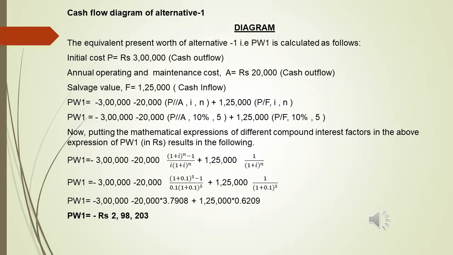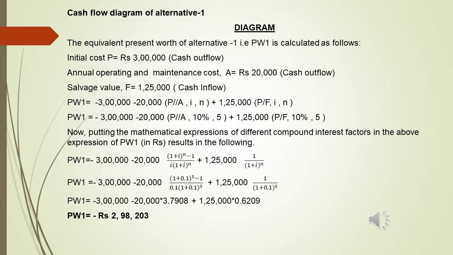This is the equation that we have derived from the present worth method of comparing alternatives. Now you have to solve for this. Since they have given the interest rate as 10%, and the n value you know is 5 years, you are going to replace i and n with 10% and 5 years in the equation. Now, putting the mathematical expressions of the different compound interest factors in the above expression, you have to replace P/A, 10%, 5, and you will have the equation for that.